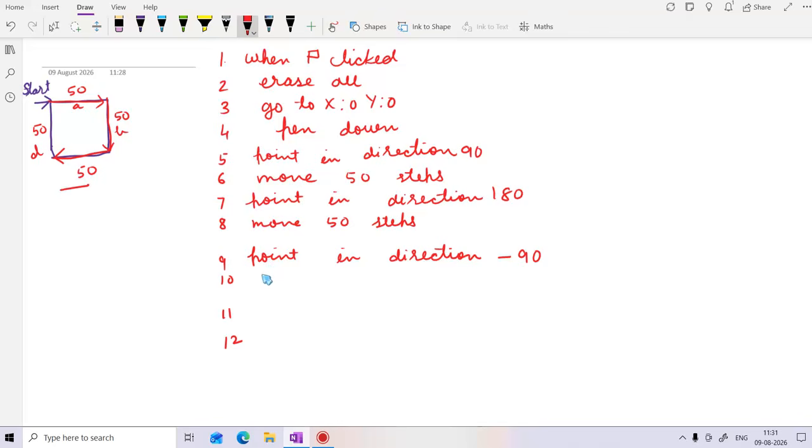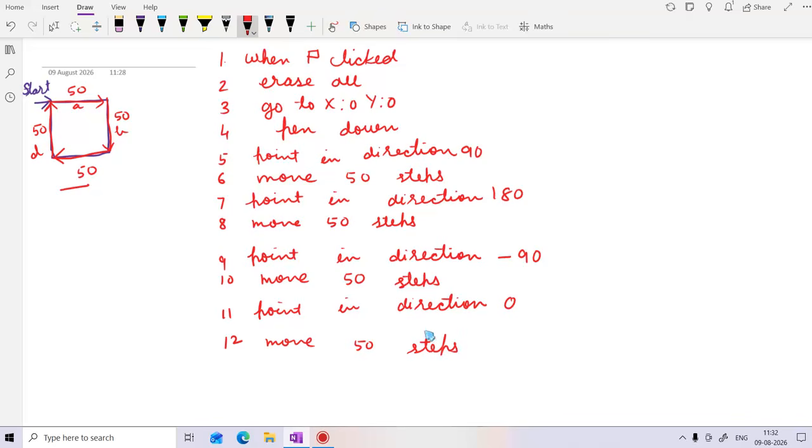So move 50 steps. I want a small square actually. Now another is from here, the line is going upward. Okay, so point in direction. I will take 0 because 0 is used for up, and move 50 steps.